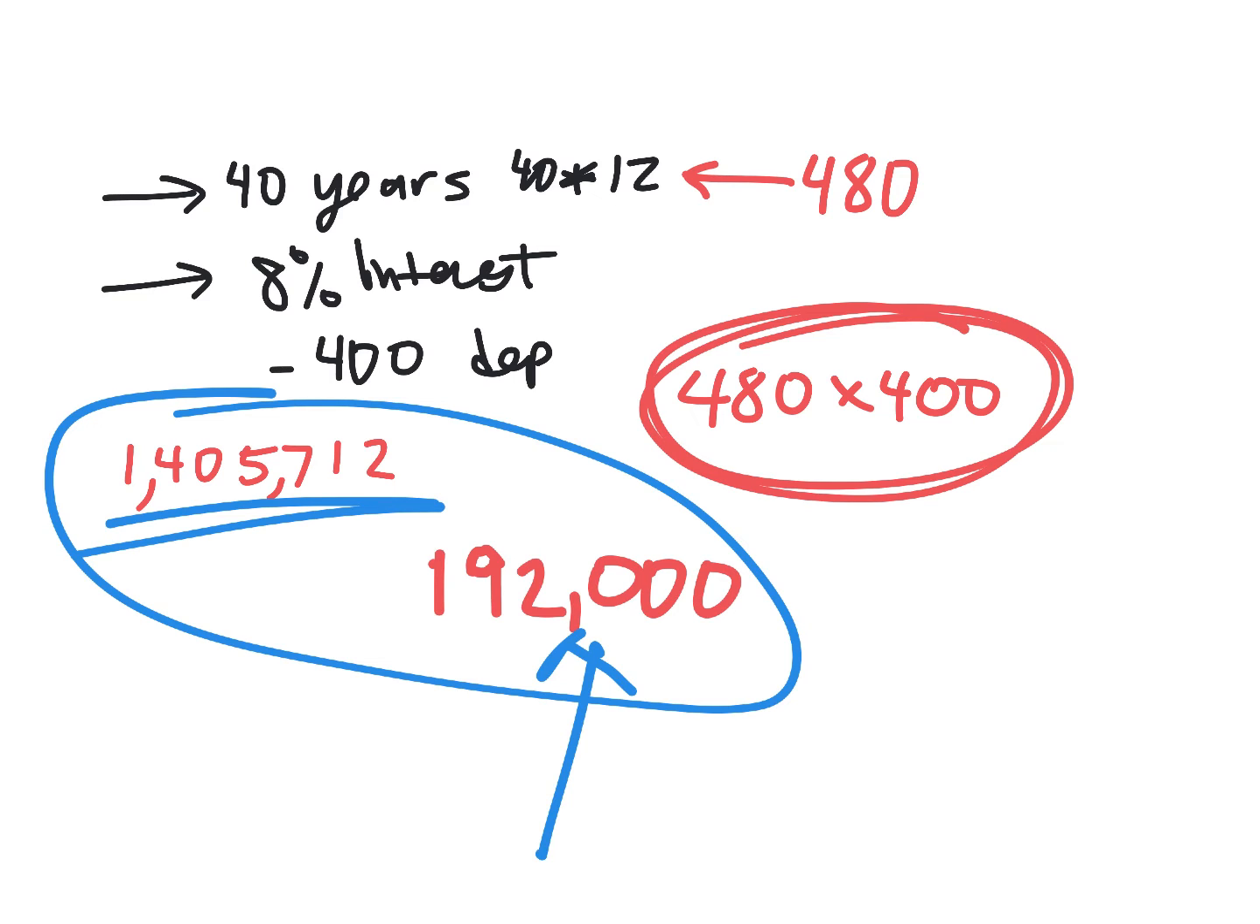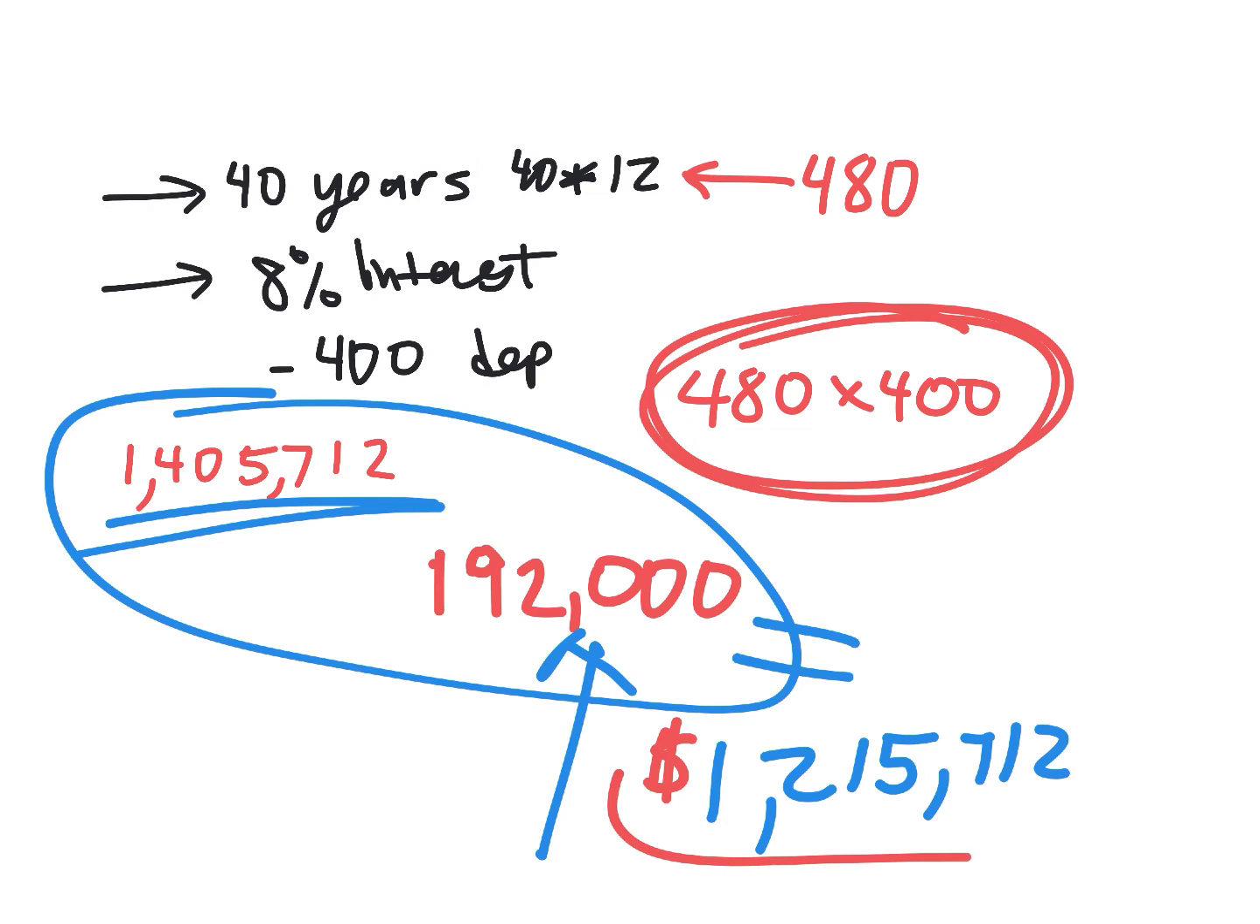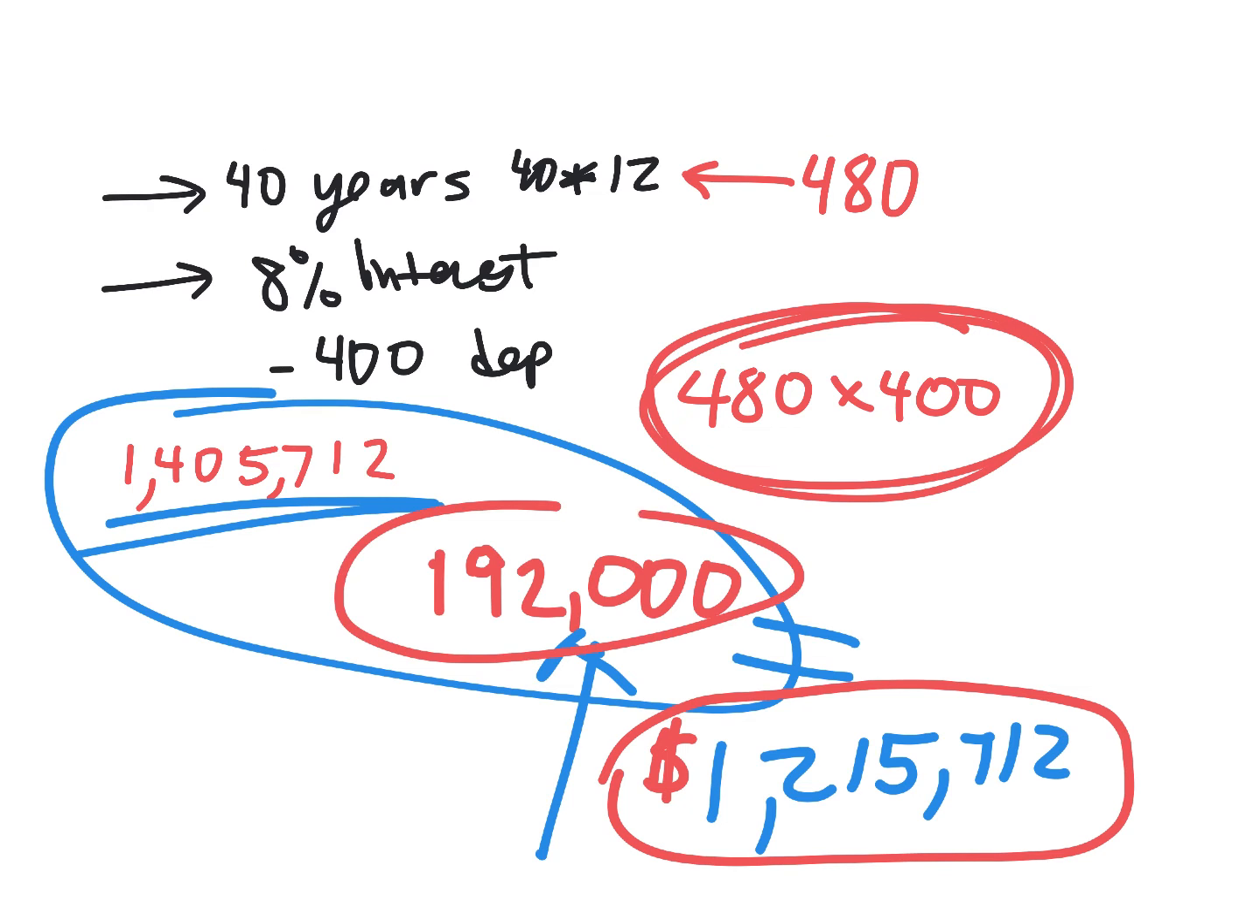The difference, you actually subtract the two, and that's how you get how much you made in interest. So you go 1,405,712 minus the 192,000. I'll do this one for you. I get 1,215,712. Almost all the money was from interest. Do you see why people like to invest their money instead of just digging a hole in the backyard? Unless you just wanted the 192,000 safe and sound.